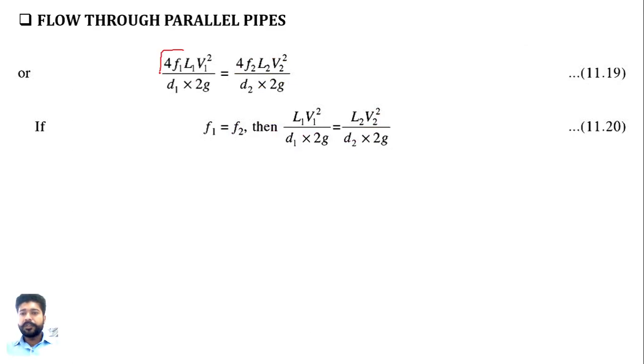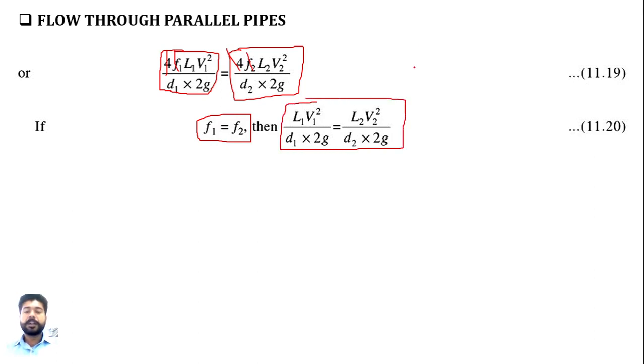So we can compare both the losses of head for the branch pipes, and if we say that f1 equals f2, then we can cancel out this 4 f value, and the remaining is L1 V1 square divided by D1 2g. So the remaining terms are this one, for the flow through the parallel pipes.